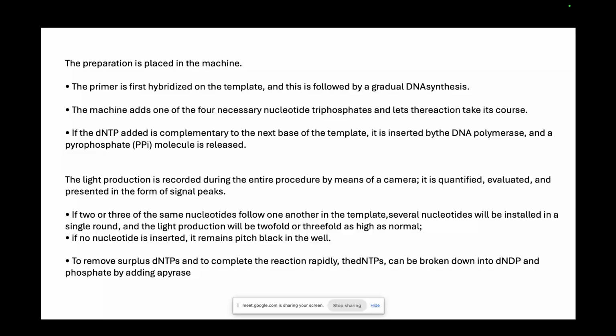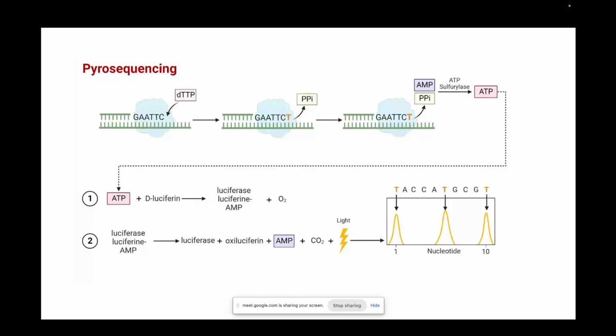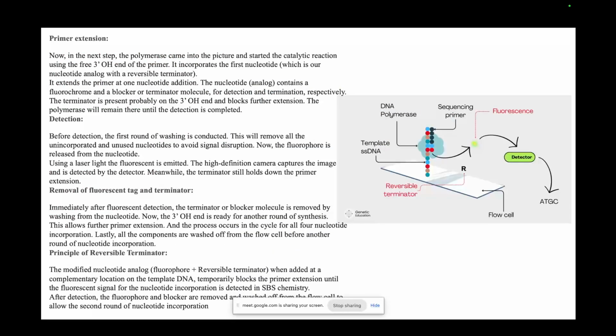So this is a little bit error prone. And if no nucleotide is inserted, it will remain pitch black. If you have surplus dNTPs and want to complete the reaction rapidly, the dNTPs can be broken down into dNDP and phosphate by adding apyrase. The apyrase, as I was saying, is added in the last step after the round of sequencing has been done, to remove the extra dNTPs, right? I'm not going to go into this slide again. We have discussed this in the last session, but I'm going to discuss some other aspects of the sequencing part.